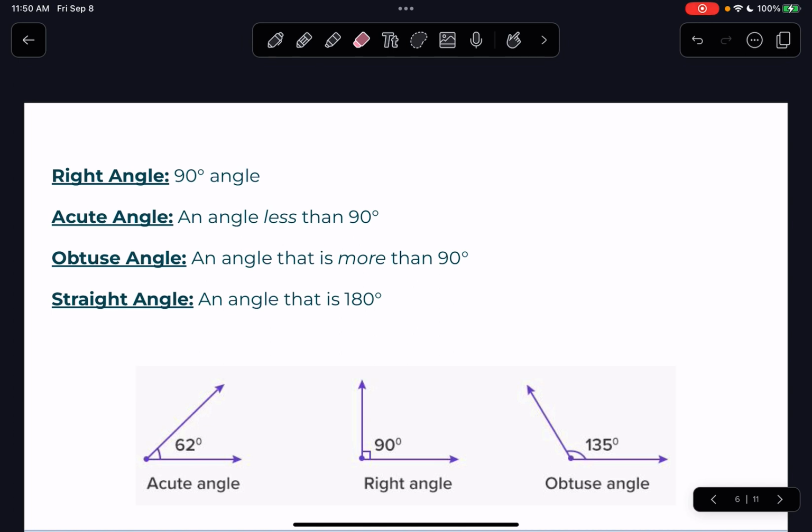An obtuse angle is an angle that is more than 90 degrees. So that could be 91 degrees. That could be 150. If it is more than 90, then it's considered obtuse.